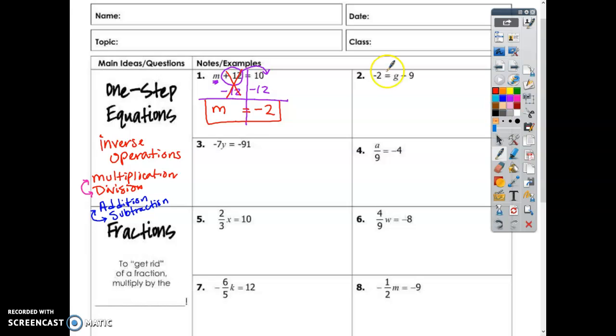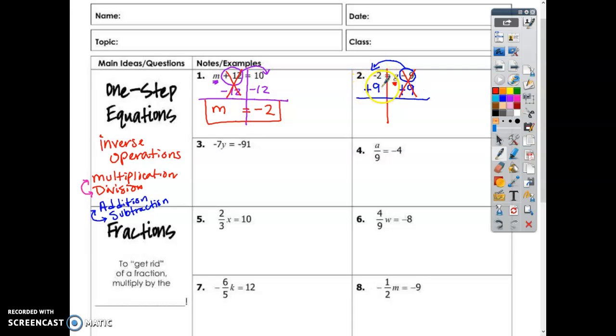Problem number 2. Draw the line. I want g by itself, so leave that one right there. Don't move it. Get rid of the one that's next to it. You're going to move it to the opposite side. What's the opposite of subtraction? Addition. Okay, so plus 9. Lo opuesto. Plus 9, so that this cancels.